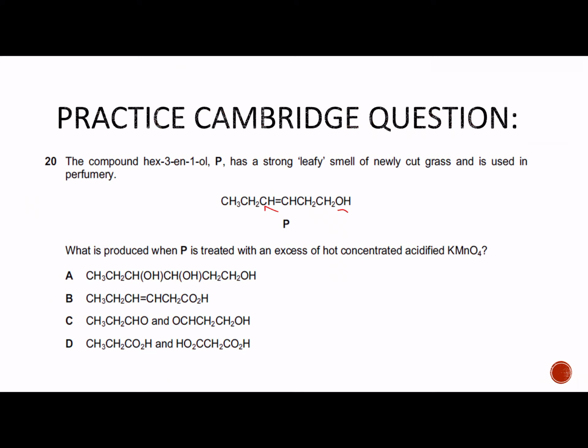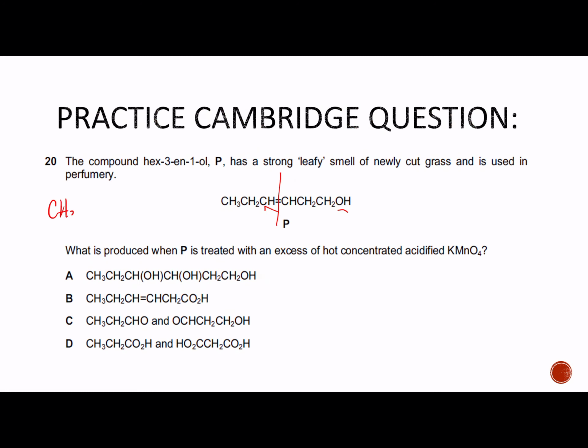So what is produced when this compound P, which is up here, is treated with an excess of hot, concentrated, acidified KMnO4? If it's concentrated, it's definitely going to do what dilute does, which is to break the double bond, but it also will oxidize the alcohol. So what I'm going to notice is that I need to break this double bond. And so I'm just going to write an answer for the left and an answer for the right, and then look for those 2 answers.